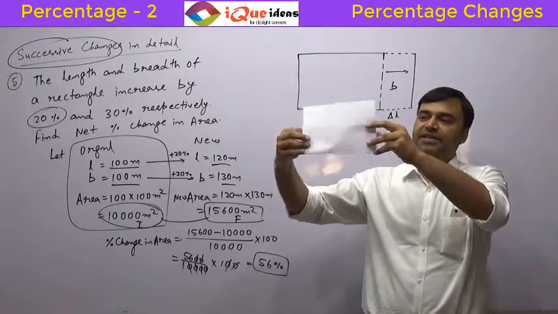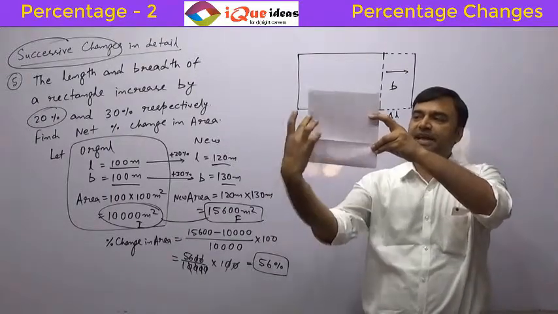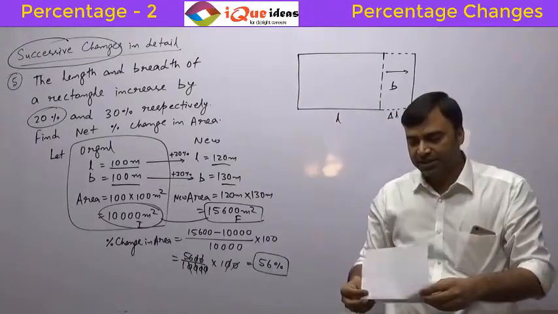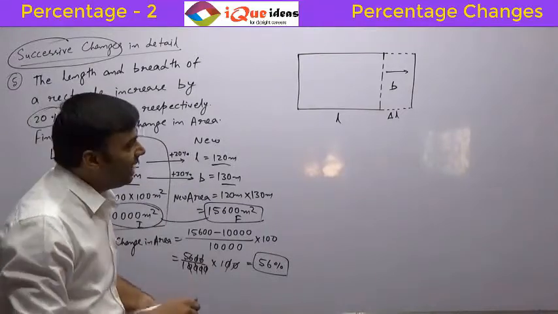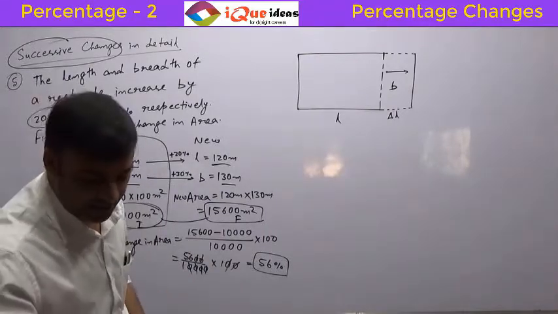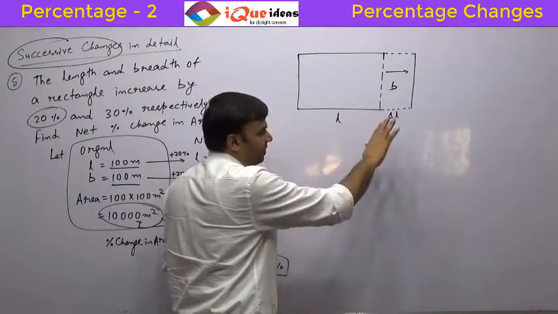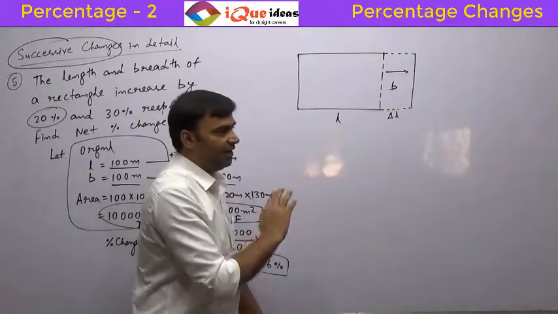If I just increase the width, you can see that the area also increases. Now this strip is exactly half of the area of this rectangle. That means any change in the length or in the breadth will have the same effect on the area also. What does it mean? If the length is increased by 50%, area will also increase by 50%. If length is doubled, area will be doubled.